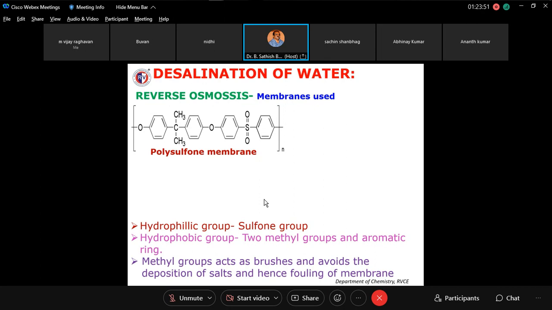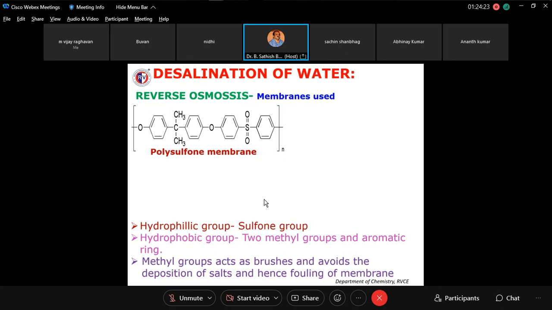So to remove all the impurities which are depositing on the polysulfone membrane, some brushing action is required. That is given by these methyl groups. These methyl groups will not be stationary like this. They will always be rotating. That rotation causes the brushing action on the polymeric membrane, which avoids the folding of the membrane, which enhances the filtration process. So these are the advantages of using polysulfone membrane.